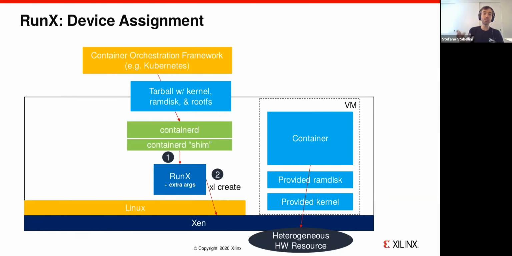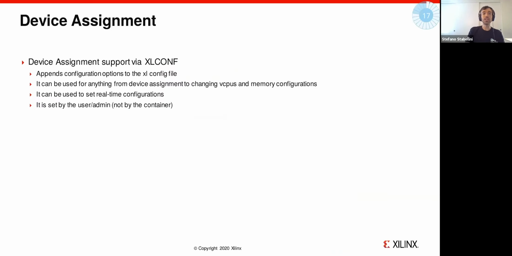I want to run this RTOS container with the TTC timer assigned to be extra precise in time accounting, or I want to directly assign this AI engine or FPGA block. And it is done through another special flag called accelerators that allow the user to add or edit any information for the creation of the virtual machine. So it can be used to increase or decrease the amount of memory, increase or decrease the amount of virtual CPUs, to set up real-time configurations, and also for device assignment.